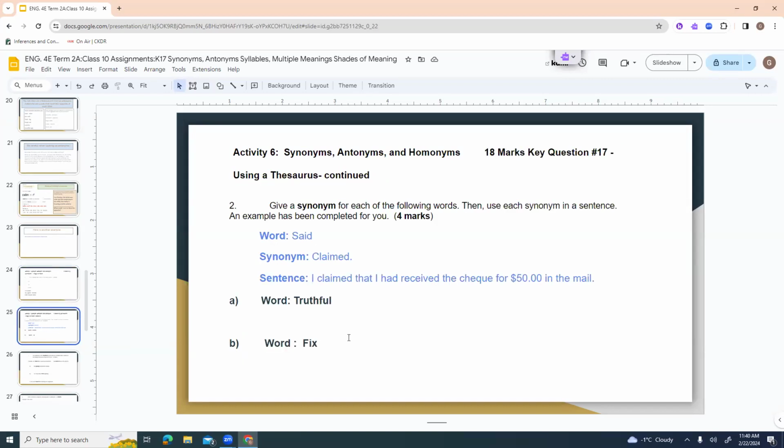Question number 2, give a synonym for each of the following words, and then use each synonym in a sentence. And they've completed an example for you. Here, the example is the word said, a synonym is claimed, and then using it in a sentence, I claimed that I had received the check for $50 in the mail. They want you to do the same thing with the word truthful, and then the same thing with the word fix.